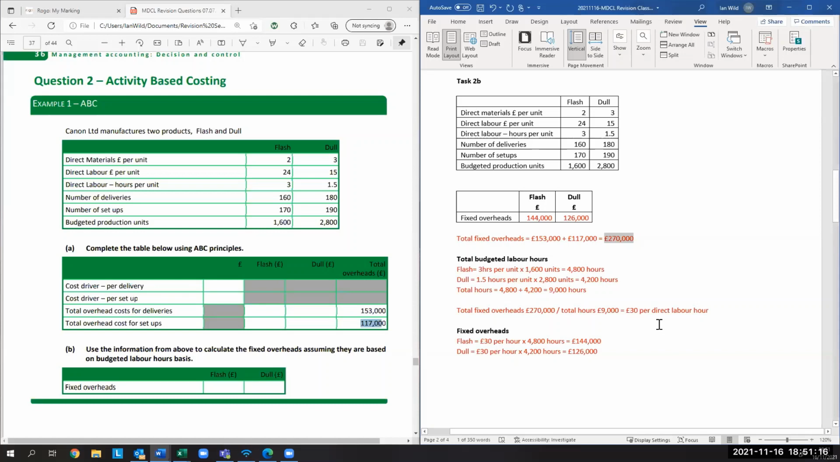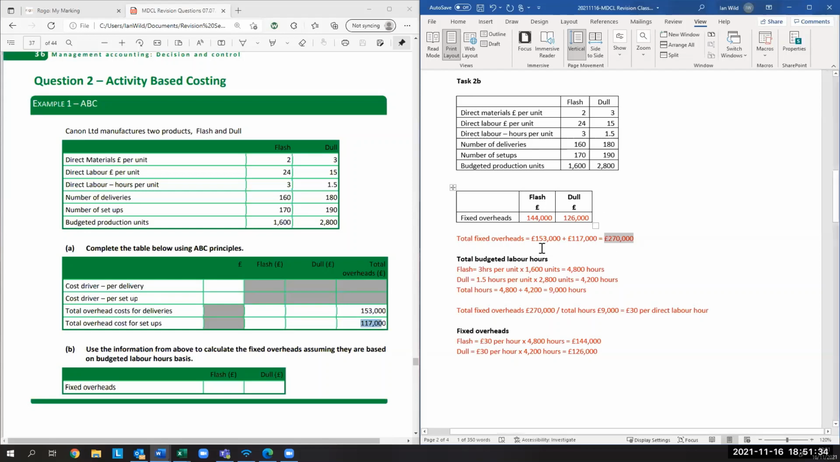Okay, so that's reverting the overheads to a much more traditional method that we're used to, working out per direct labour hour. So we've taken the figures that we were given and we've restated them using direct labour hours.